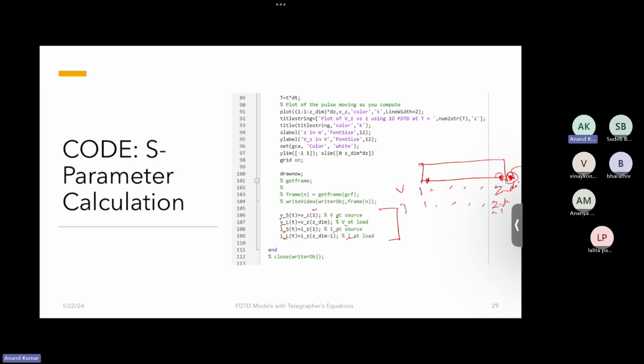What we do is we save the voltage and current values at both the edge boundaries. So V at 1 and I at 1 we store in Vs and Is, and V at ZDIM and I at ZDIM minus 1 in VL and IL. So we're storing the voltage values at the boundary. Any questions on this?